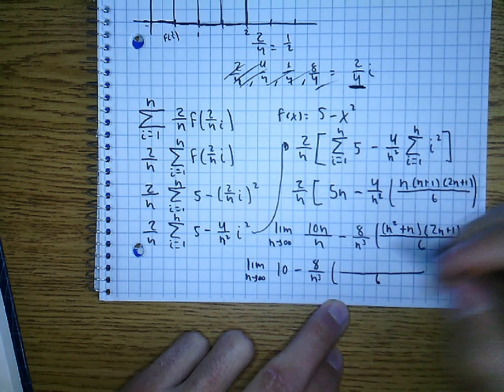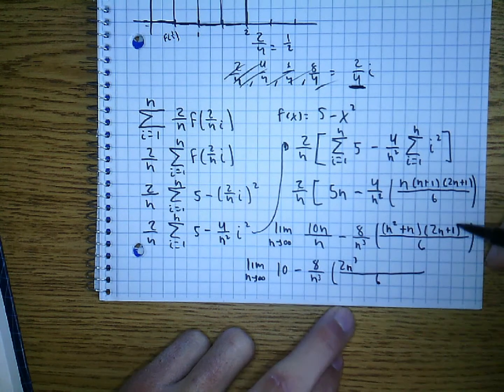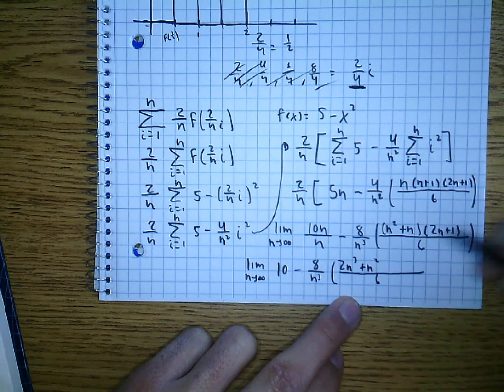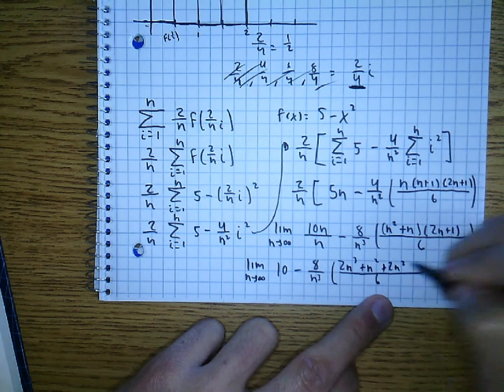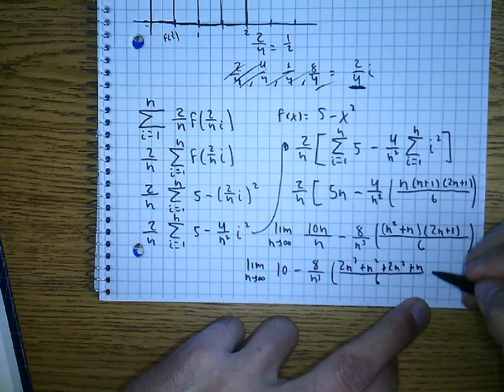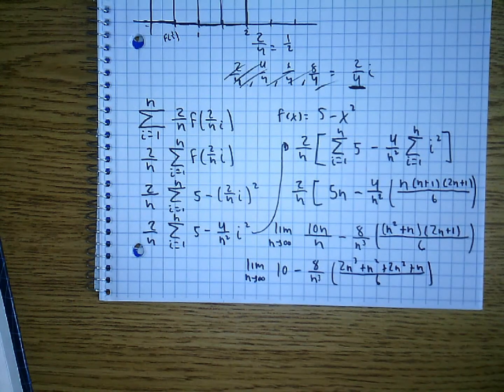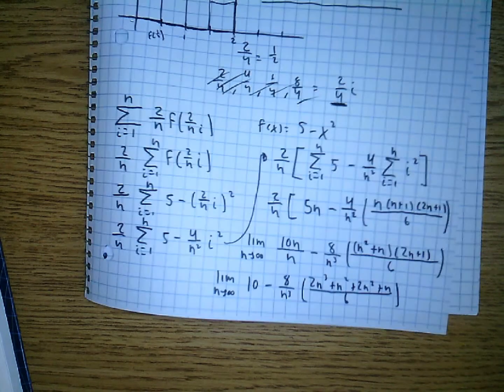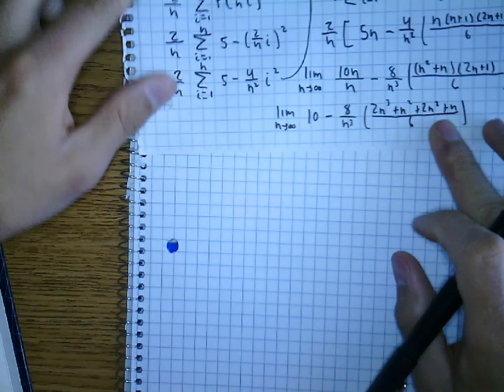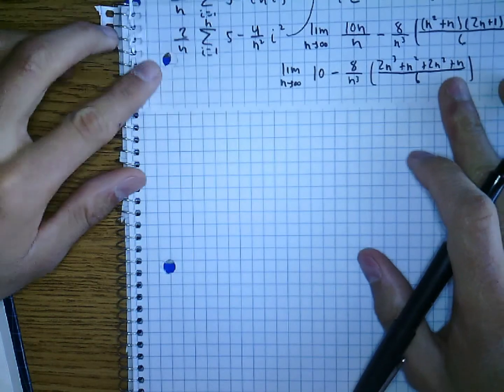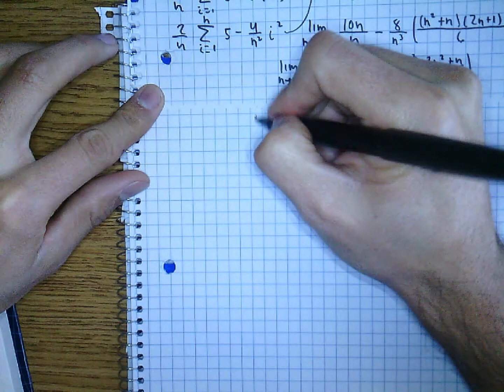We got a 6 here, and that will give us a 2n cubed plus n squared plus 2n squared plus n. Okay, so good. So far, so good. I'm going to go ahead and carry this page, sorry, so you guys can see and I can continue. I think this would be my last step. I think I should be able to solve it from here.